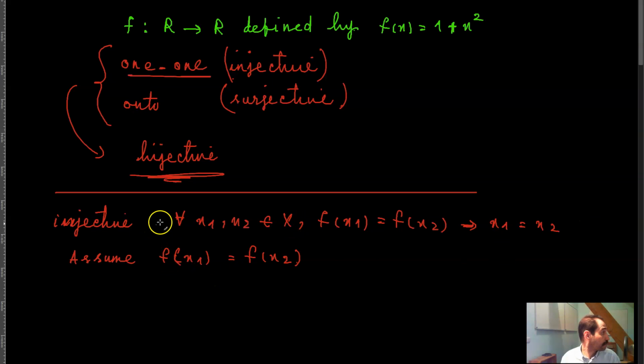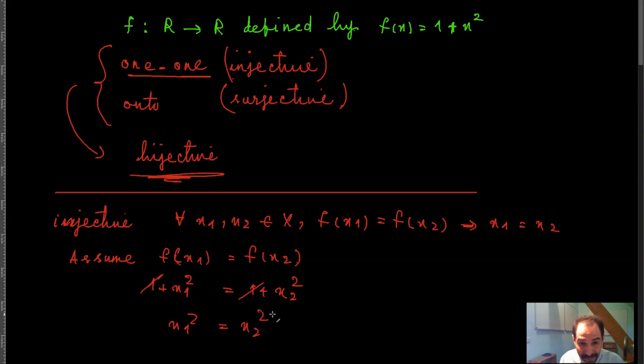So if f of x1 is equal to f of x2, which means that 1 plus x1 squared is equal to 1 plus x2 squared. And you can simplify this and write it as x1 squared is equal to x2 squared.